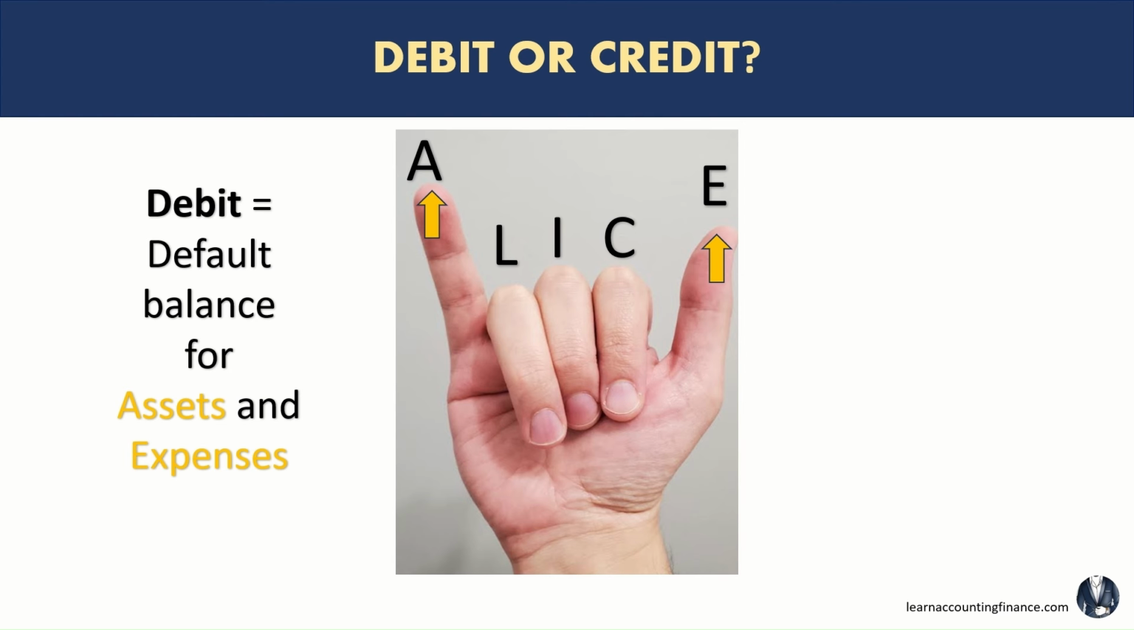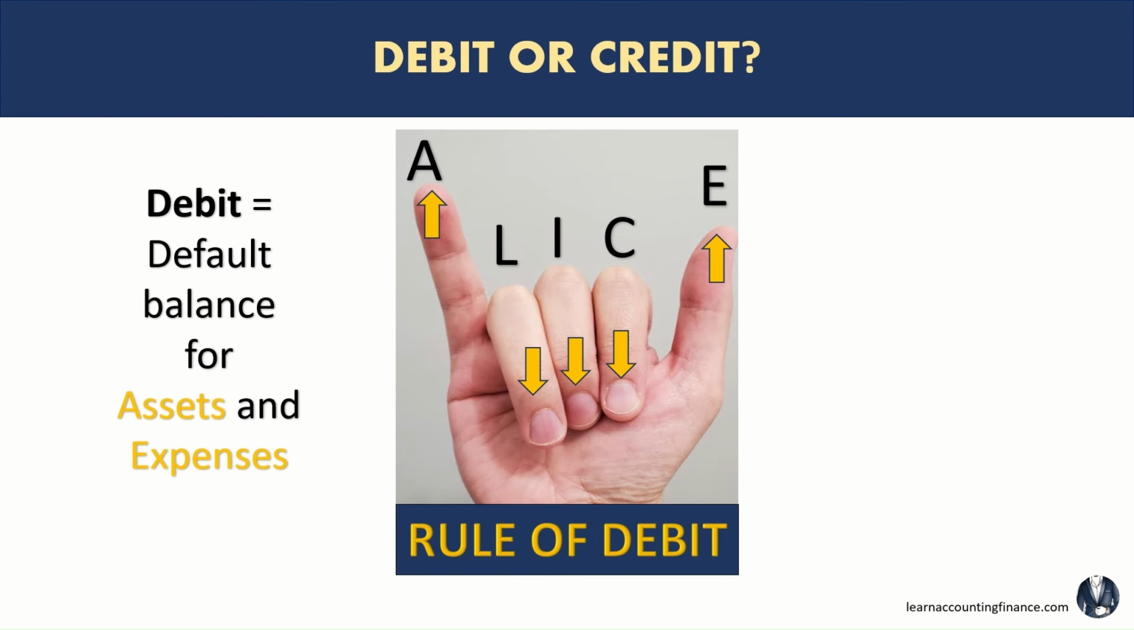On the other hand, L, I, and C, which are liability, income, and capital, they are debited when decreased. They are pointing downwards, representing they are debited when they go down or the balance in these accounts decreases. That's the rule of the debit. So this picture represents the rule of the debit for Alice, that is assets, liabilities, income, capital, and expenses. If you know this rule, you will never be confused.